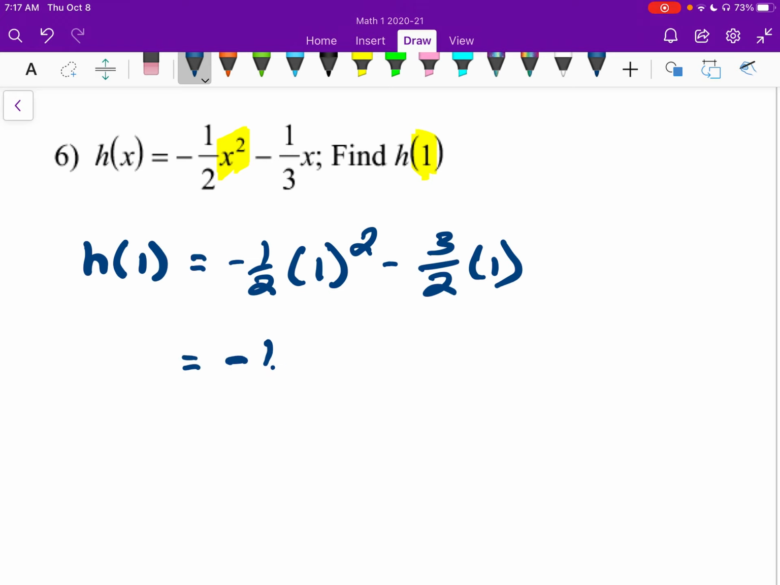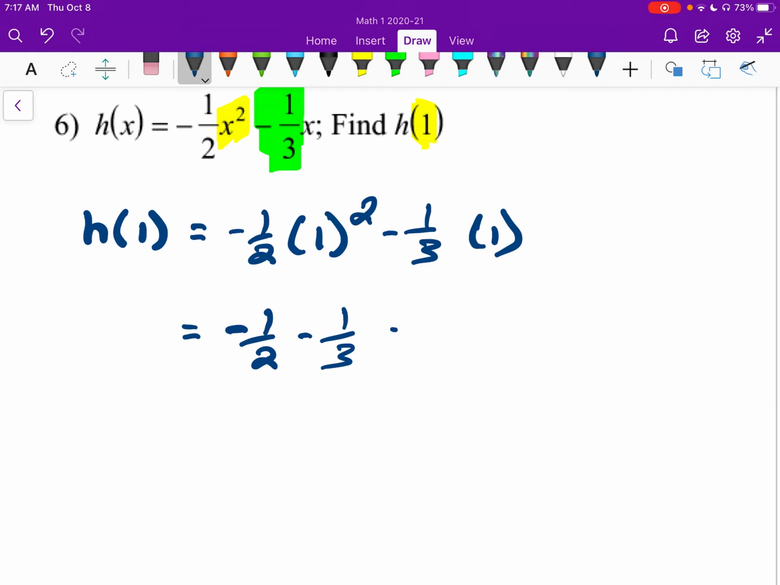This is going to be negative 1/2 minus 3 halves. Oh, wait, I wrote something wrong here. This is negative 1/3, and I wrote negative 3 halves here. I'm not sure why I did that. Let me fix this. This is negative 1/3. I apologize. There we go.